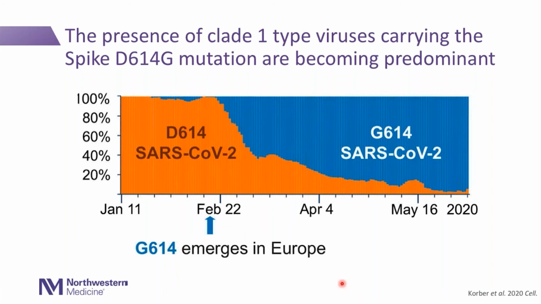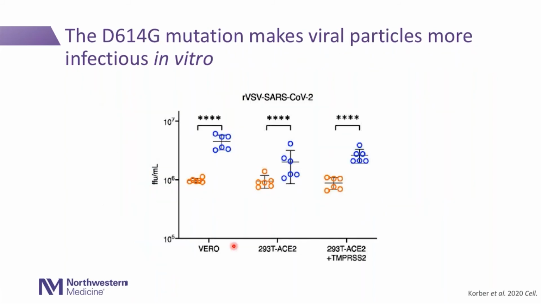What was really kind of cool about this paper was that they also did some in vitro work with these viruses, introducing this 614G mutation into the spike protein on pseudotyped viral particles.